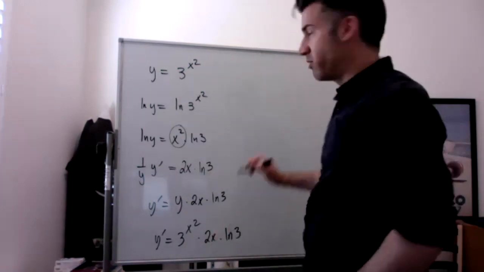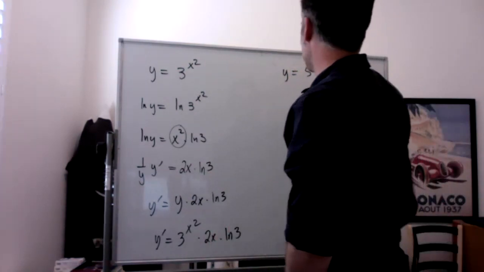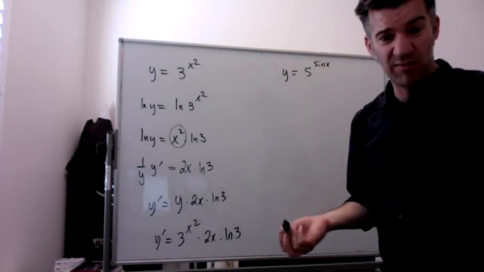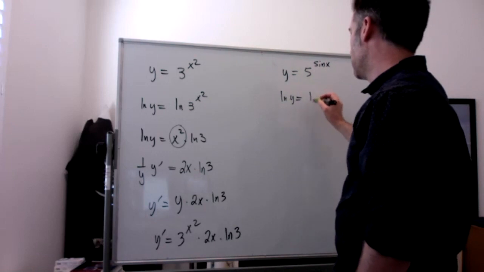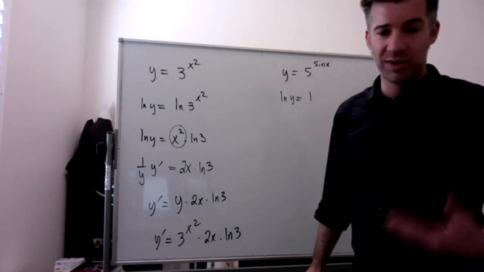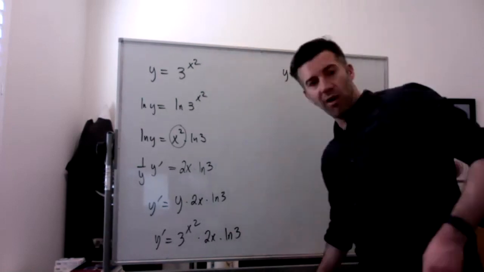Let's say I want to take the derivative of y equals 5 to the sine x. Well, again, I'm going to use the same process. I'm going to take the natural log of both sides. Actually, I'm going to do it the other way just to show you both ways. So I'm going to do the e to the natural log thing.